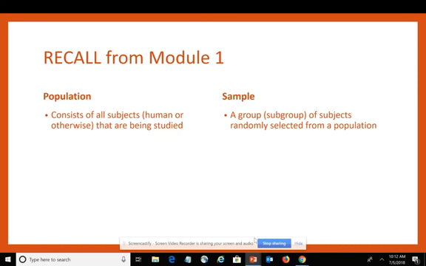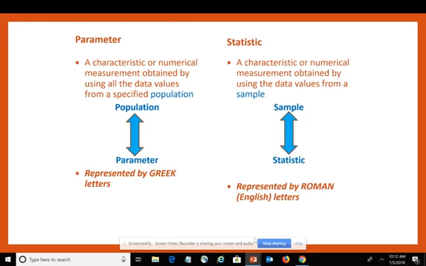A couple of things to recall from earlier lessons in Module 1. Remember, the population consists of all the subjects that are being studied. That's the big picture group. Whereas a sample is a subgroup that is taken from that population. And connected to each of those is a parameter or a statistic. The parameter is a characteristic or numerical measurement obtained using data values from the population. Remember, they both start with P, population parameter.